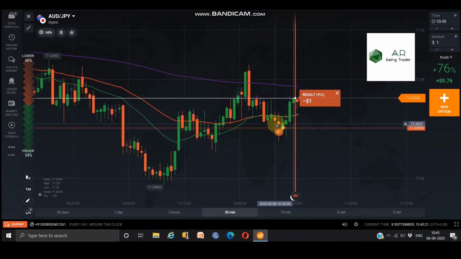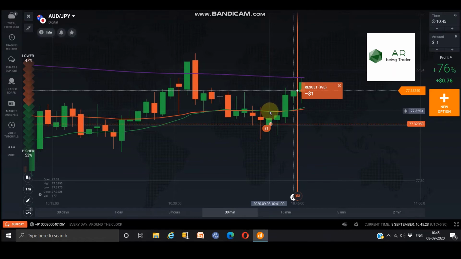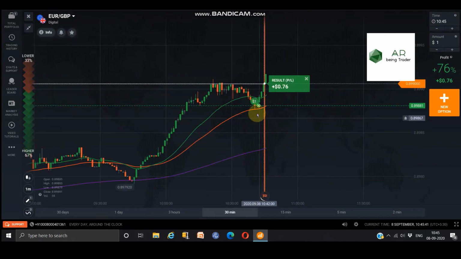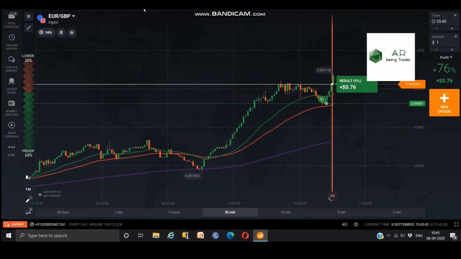Always remember, place your trades near these EMAs. Please don't place far from them. I thought I placed it here, but because of the fast momentum the trade was placed here. It's a good entry point for me. This is how you need to place.